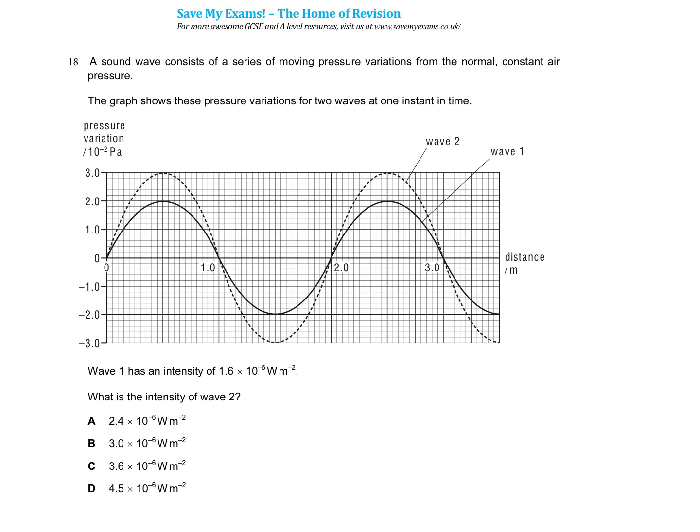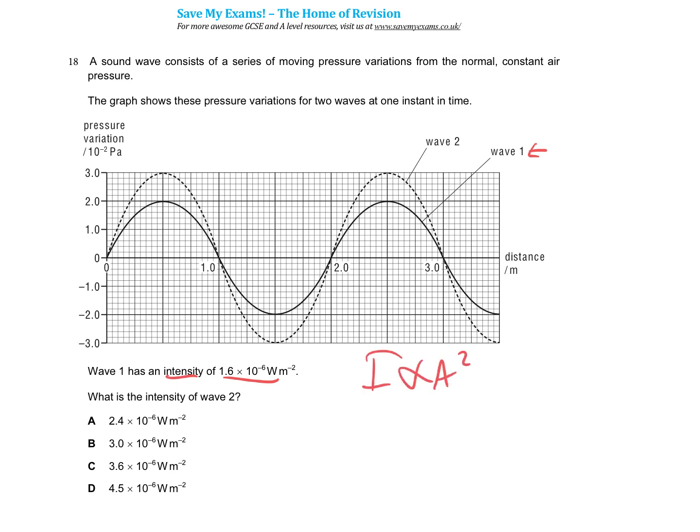This one has two waves, it shows their pressure variations, but effectively it's just a sound wave represented on here. Think of it almost as displacement, but it isn't. And the key thing is, the bigger the pressure variation, the bigger the change in the amplitude, because it asks for the intensity of wave 2 given the intensity of wave 1. The first thing you'll spot is that wave 2 has a bigger amplitude, so it's going to have a bigger intensity, so we're looking for a bigger answer. They're all bigger, so that doesn't really help us at this stage.